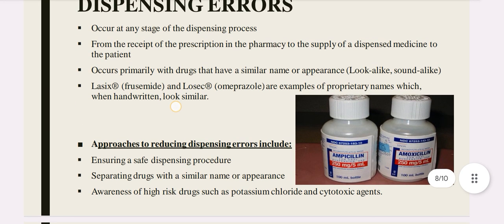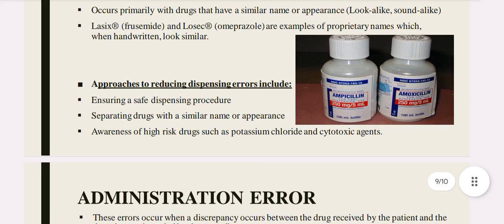Similarly, we have a picture here showing us the bottles. One is ampicillin and another is amoxicillin, which is very similar in appearance. And such type of medicines can lead to dispensing errors. So approaches how we can reduce such type of errors is by ensuring a safe dispensing procedure, by separating the drugs with a similar name or appearance, and also by spreading the awareness of high risk drugs like potassium chloride and cytotoxic drugs.